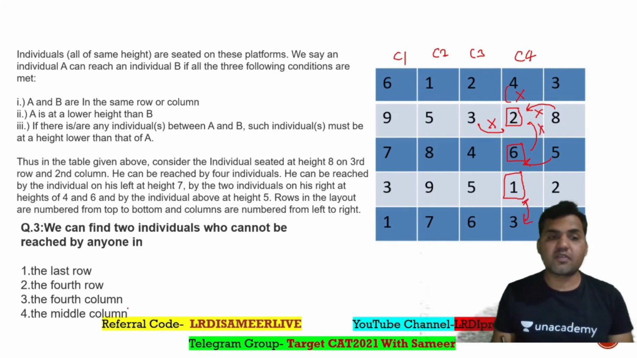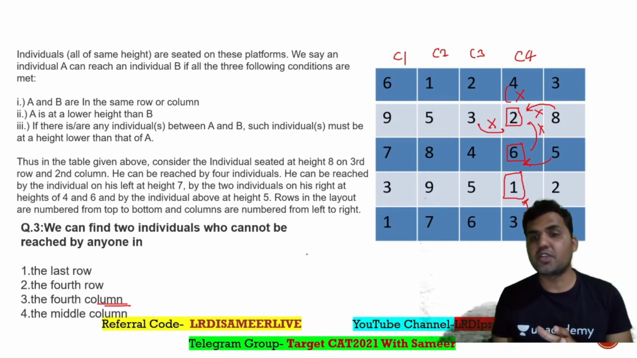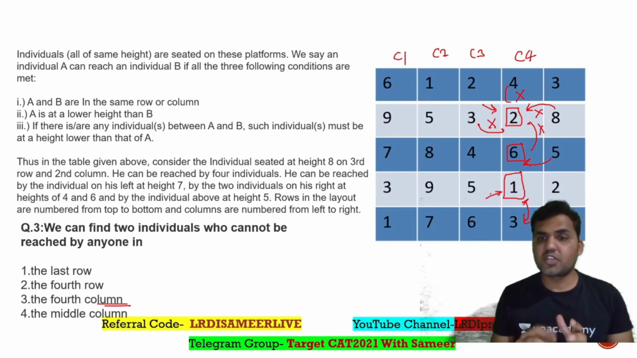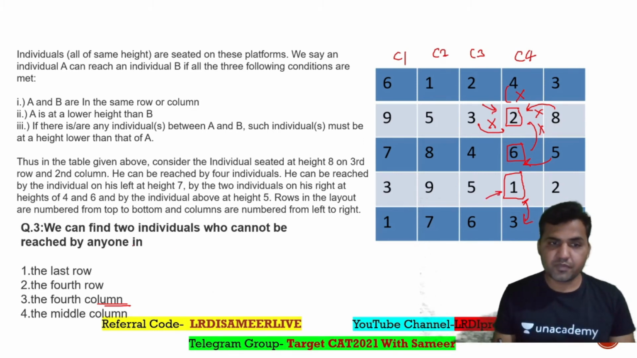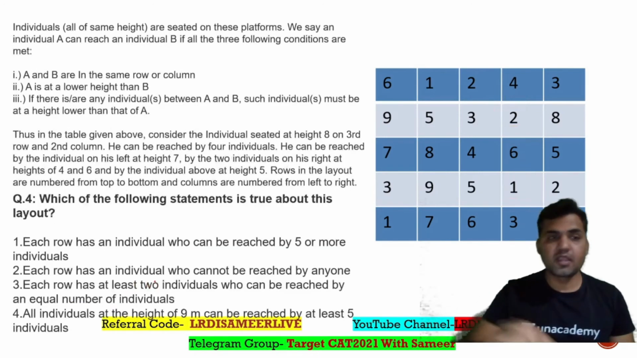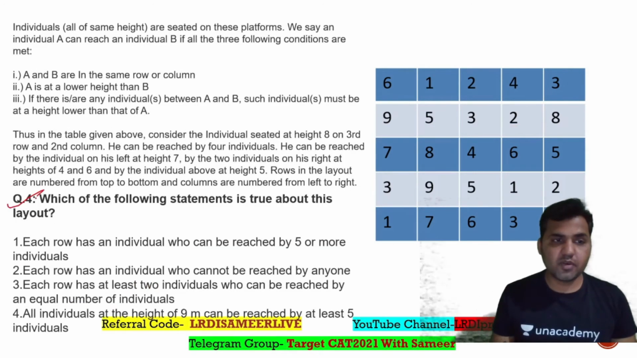So see that in the 4th column, I have 2 individuals sitting on platform number 1 and platform number 2. These are the 2 individuals which cannot be approached by anybody. So 2 individuals who cannot be approached by anyone are present in the 4th column. So the 3rd option will be the correct answer to the question. Now let's look at question number 4.